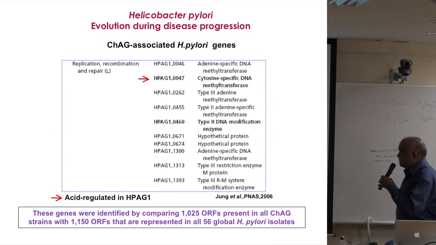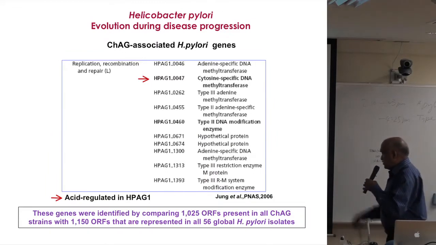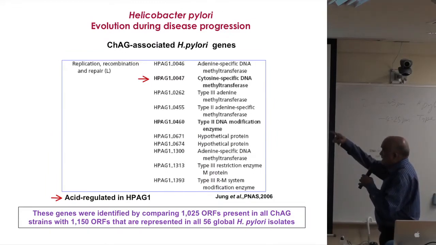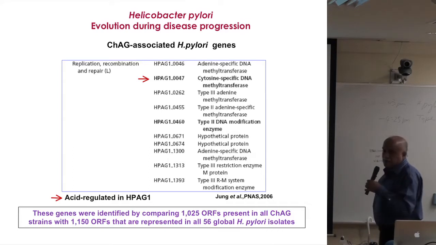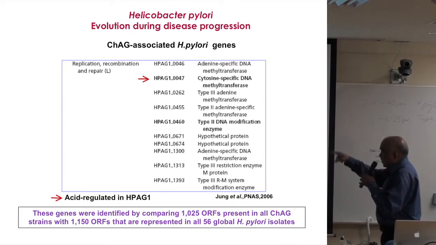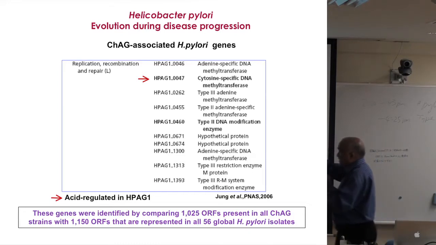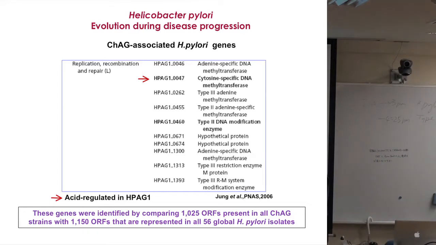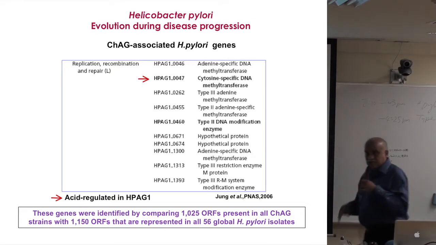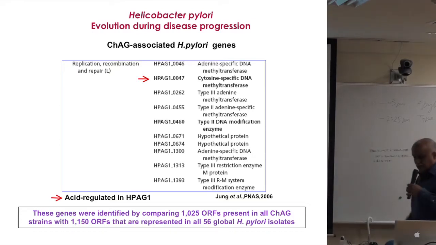Now, this is one of the first papers that you see, somewhere in 2006, where it was published that in a chronic-associated patient, many of these genes were actually monitored and studied, and one of them, which I've highlighted here among many, was this cytosine-specific DNA methyltransferase, where the gene expression was high, and it was also acid-regulated.